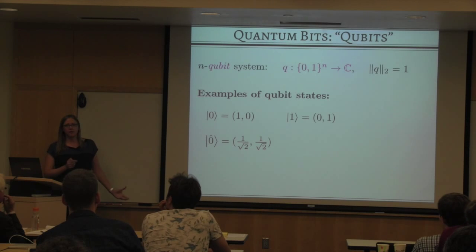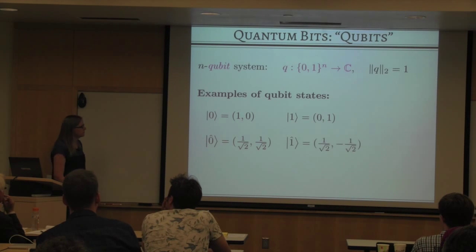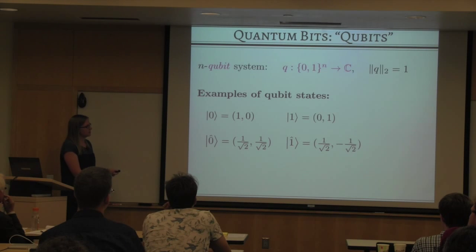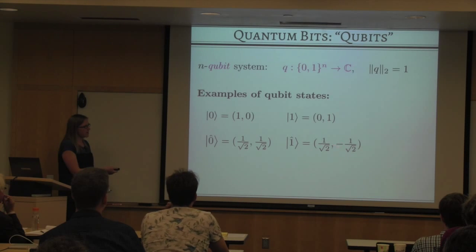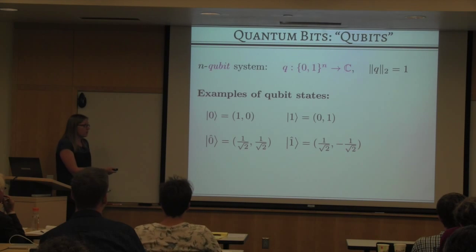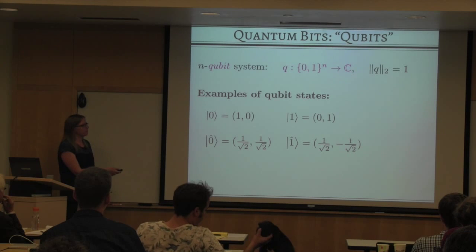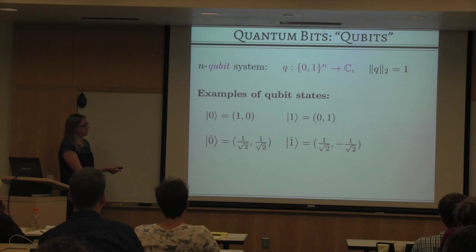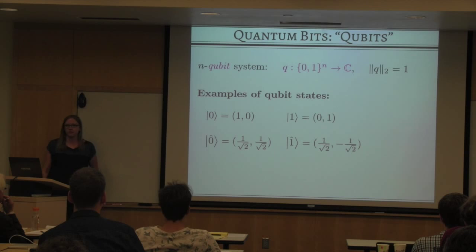But unlike in the case of classical information, we also have this state. This is the Fourier transform of 1, and there's just a minus sign here. This is another quantum analog of a uniform random bit. So if you measure 0 or 1, both of them give the exact same outcome.